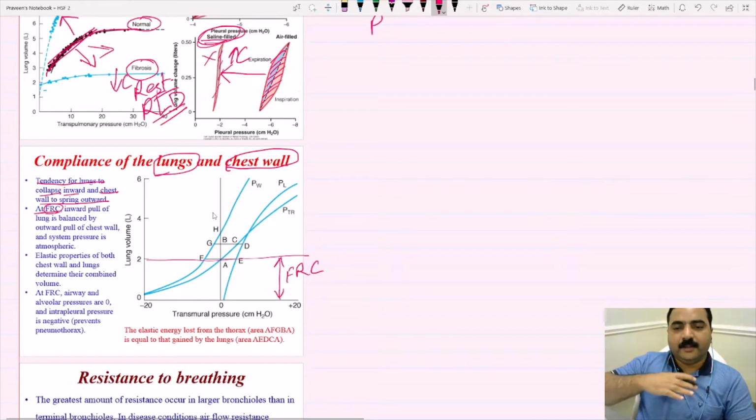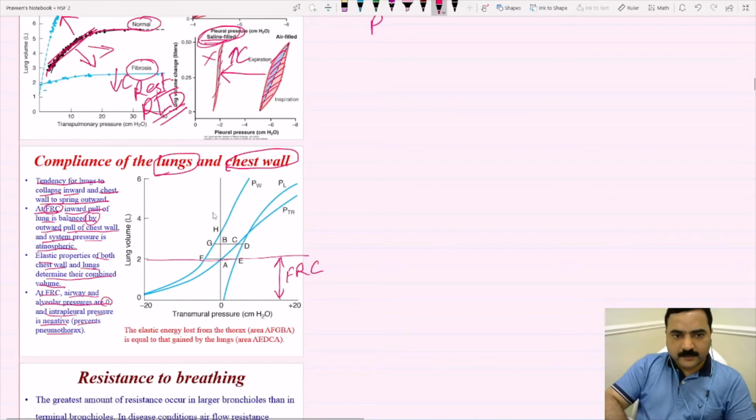That means the volume of air that remains in the lung during the tidal inspiration and expiration. After the tidal expiration, the amount of air that remains in the lung is called the functional residual capacity. At FRC, the inward pull of the lung is balanced by the outward pull of the chest wall, and the system pressure is atmospheric. So the elastic properties of both chest wall and lungs determine their combined volume. At FRC, airway and alveolar pressures are zero, and the intrapleural pressure is negative, and this prevents pneumothorax.